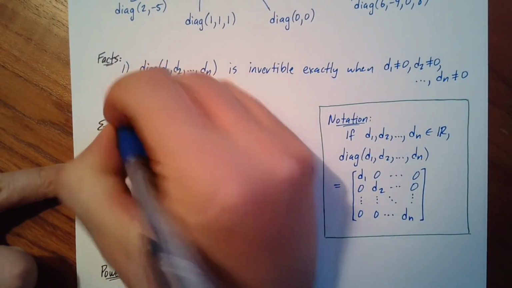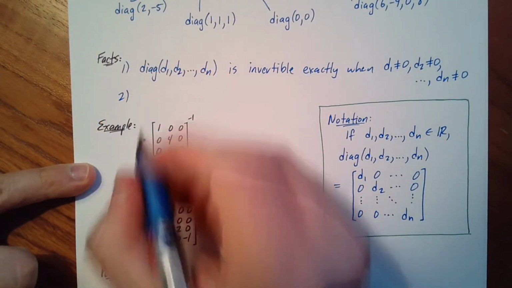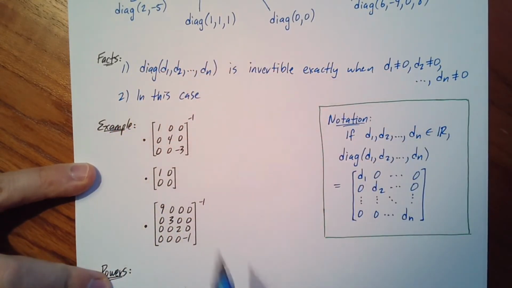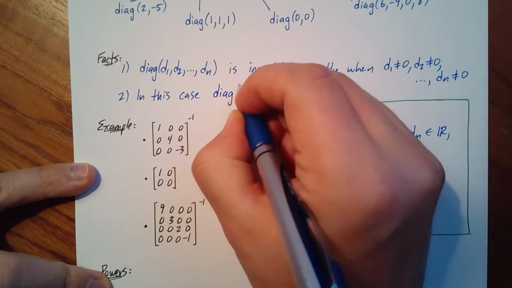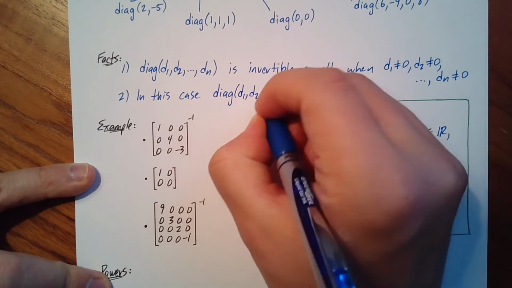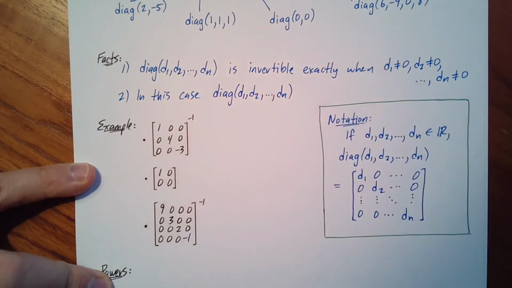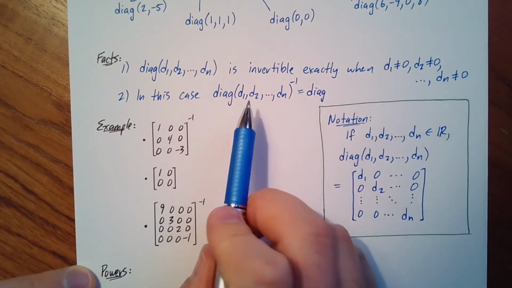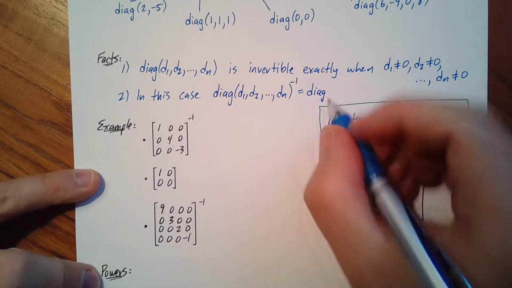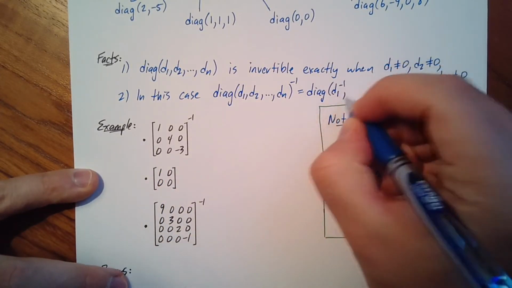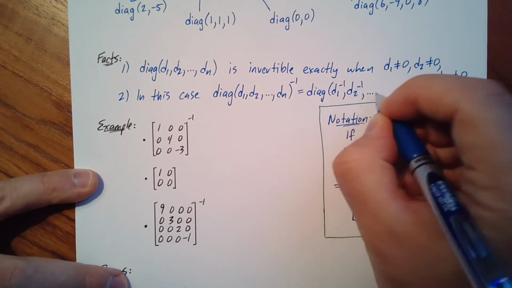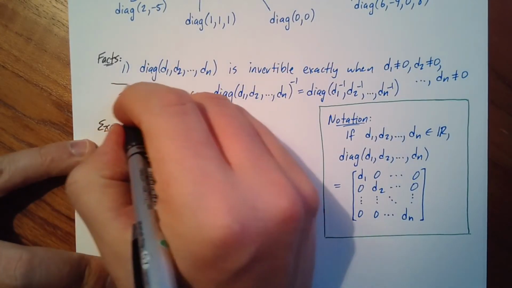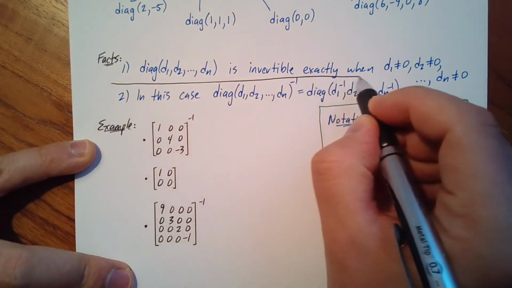And the second fact, in other words, when it is invertible, we can write down the inverse as follows. Just write that the inverse of the diagonal matrix that I've written down here is just equal to the following diagonal matrix. Just take the reciprocal of each of these entries on the main diagonal. So you're going to have D1 inverse, D2 inverse, all the way up to Dn inverse. And that's your formula for computing the inverse of a diagonal matrix.